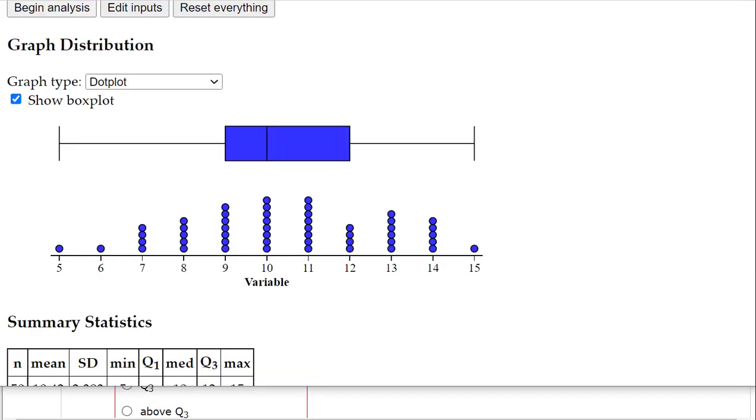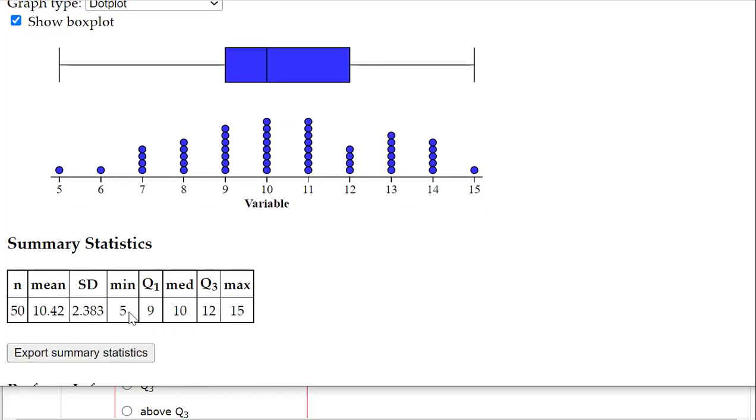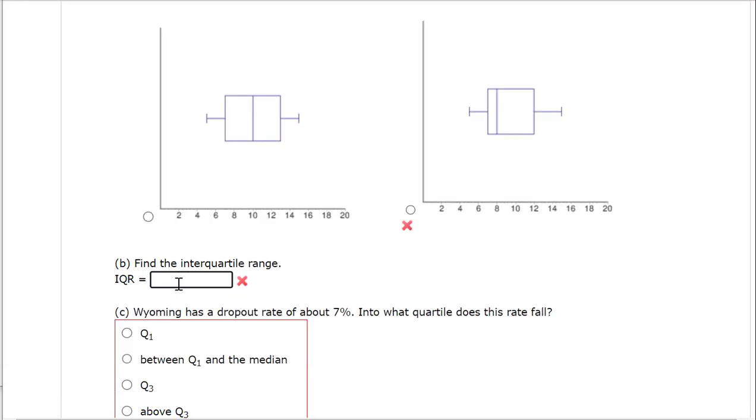IQR, interquartile range, is the width of the box plot. So it's from 9 to 12. Or you could just say Q3 minus Q1. So that should be 12 minus 9 is 3.